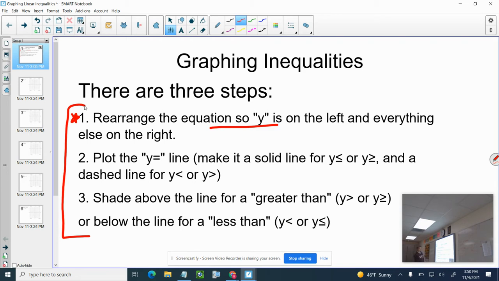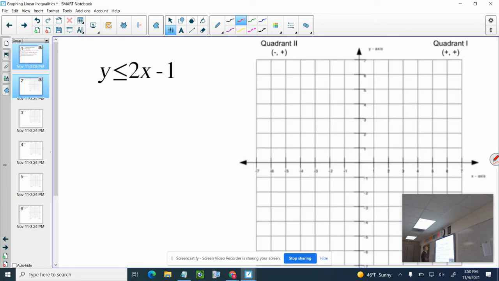Then plotting, so you're going to plot the y equals line. You're going to either do a solid line if we are equal to, and you do a dashed line if you are not equal to, if you're less than or greater than. And then you shade above the line for a greater than or below the line for less than. And we're going to go through a more streamlined process for this as well. So copy these down quick and then go to the next slide.